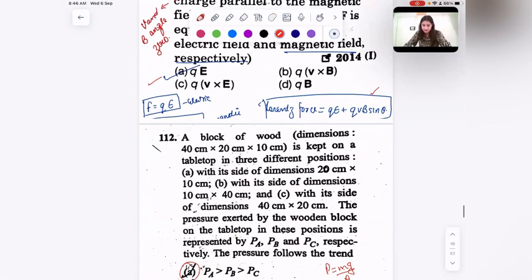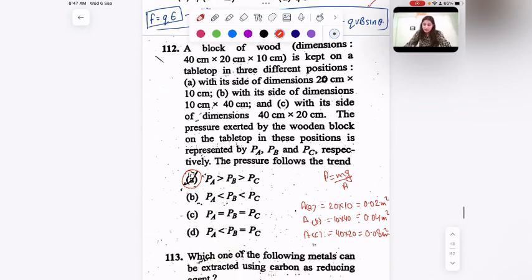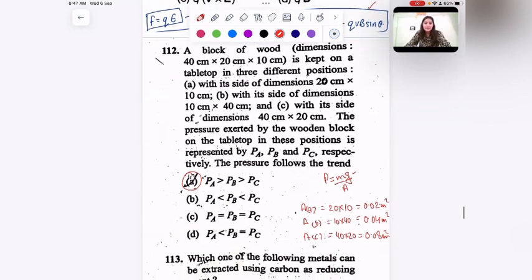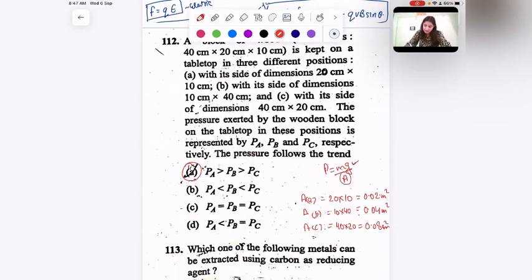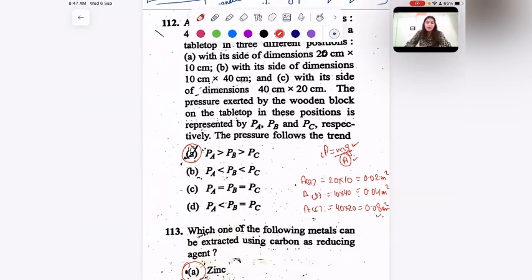Next question, in next question, you have to determine the pressure sequence, right? For 3 blocks. We know pressure is force by area, force exerted is mg by A. Okay? And since they have same mass, so pressure depends on area. जिसका area ज़्यादा, pressure कम. So here value of area are given for all of these. Option A is the answer.